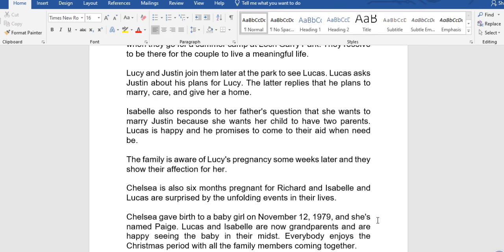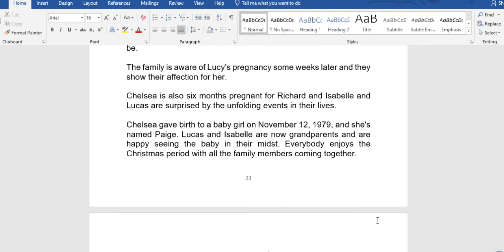Lucy also responds to her father's question that she wants to marry Justin because she wants her child to have two parents. Lucas is happy and he promises to come to their aid when need be. The family is aware of Lucy's pregnancy some weeks later and they show their affection for her.